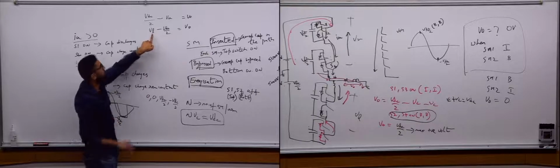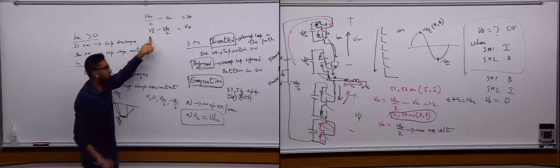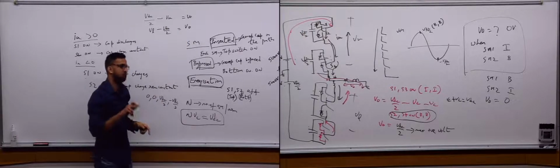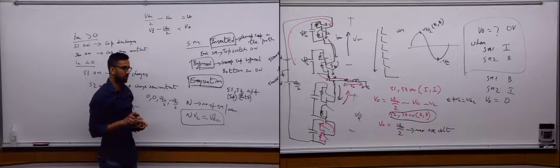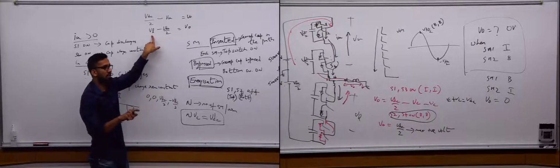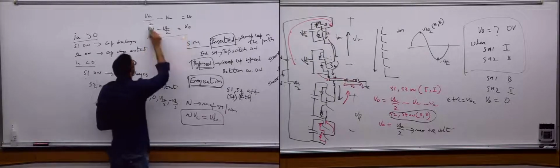See, when both are bypassed, we know for sure that VL is 0, right? So we have a maximum negative voltage of minus VDC over 2. We need a maximum positive voltage of VDC over 2 too. So VL when both are inserted should be VDC, right? Just like we had in the upper arm. So this is the equation for the lower arm. This is the equation for the upper arm.